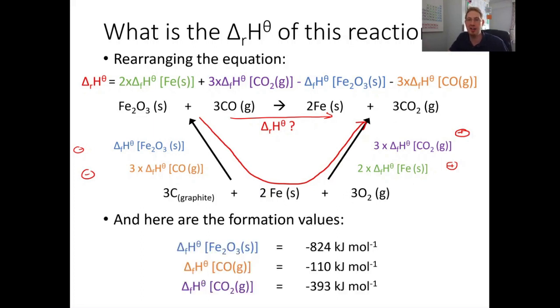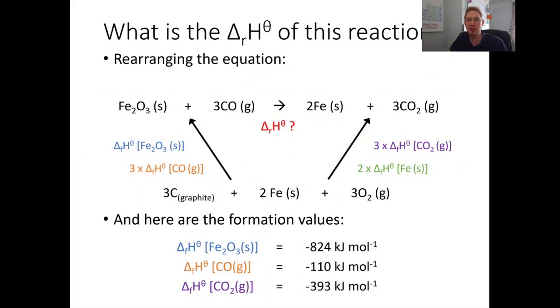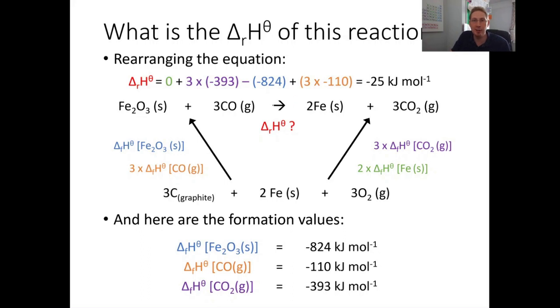Here are the formation values. Feel free to have a go yourself. I'm just going to go straight into the answer, which is this. So look, here we've got plus minuses. So this enthalpy of formation of carbon dioxide is a negative value, but we are going with it, so that's why it is a plus minus.